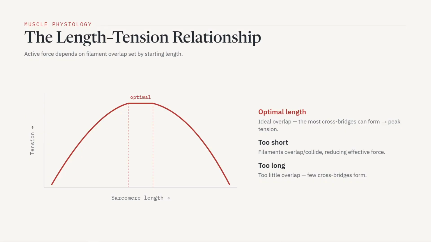The tension peaks. If the sarcomere starts too short, the filaments are already crowded and collide, and force drops. If it starts too long, the filaments barely overlap, few cross bridges can form, and force falls off the other way. That's why every muscle has a length at which it's strongest, and why your body positions its joints to keep muscles near that sweet spot.